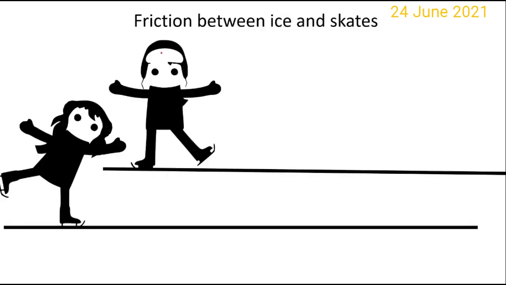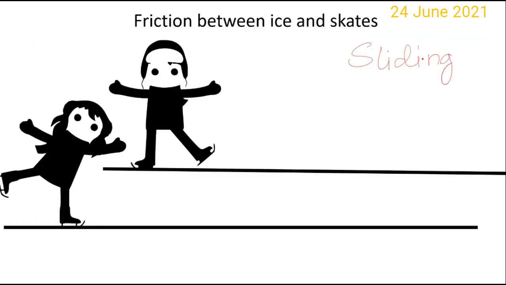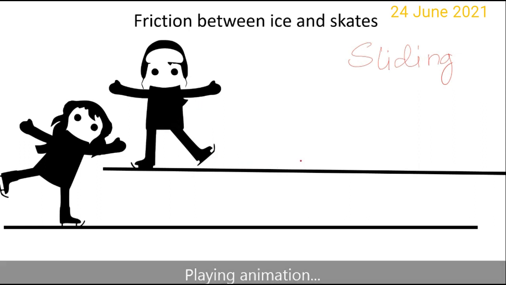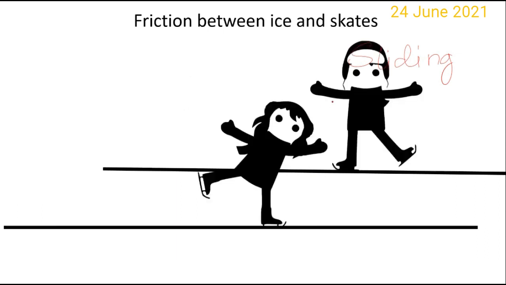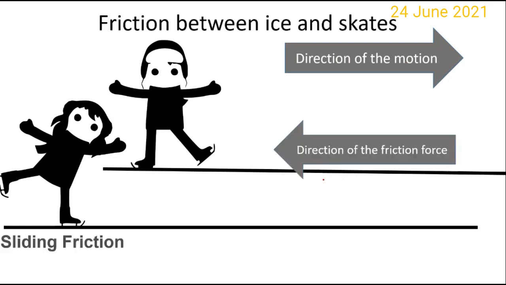What about this case? We already studied that it is sliding. Right? In the previous case, we called this friction rolling friction. And what should it be then? Since an object is sliding over a surface here, this friction will be called sliding friction. Suppose they are moving front, what will be the direction of the friction? Opposite to the direction of the motion. Right? And what kind of friction is it called? It is called sliding friction.